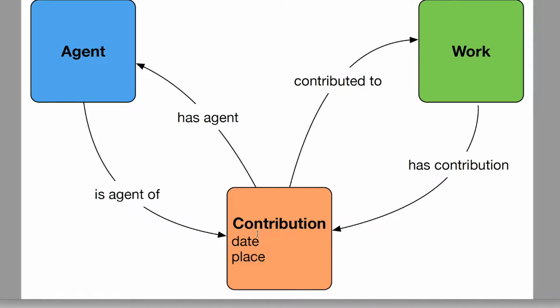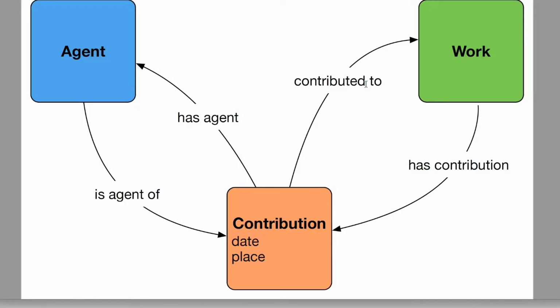In the ontology, the contribution is an abstract entity that links a work to contributing agents, such as authors, illustrators, composers, etc. The ontology defines the contribution object so that other information about the contribution, such as date and place, can be asserted. If the agent were linked directly to the work, it would not be possible to express this information.